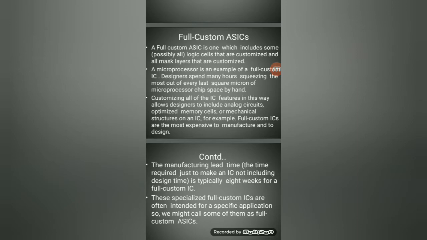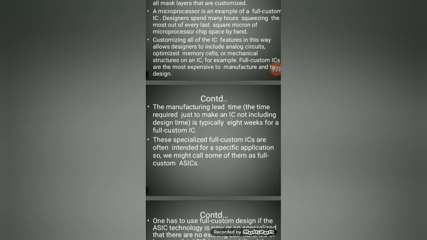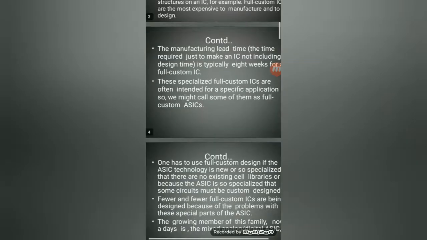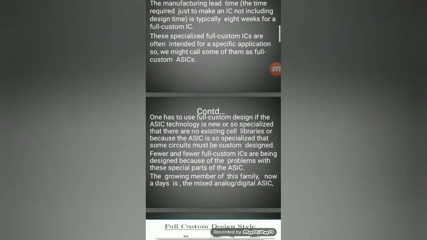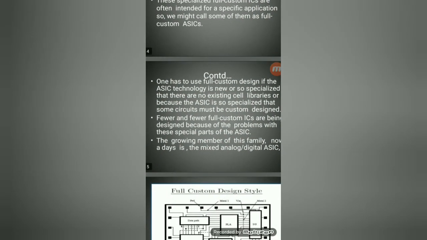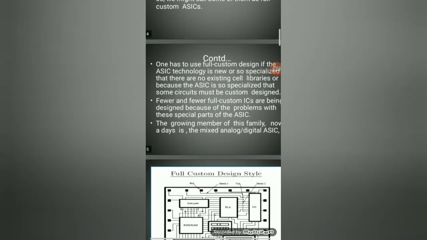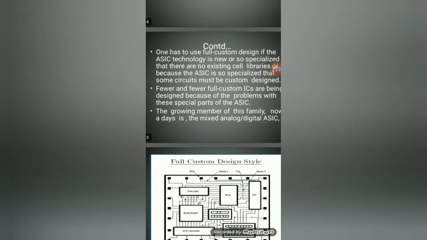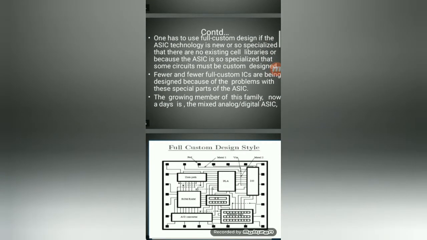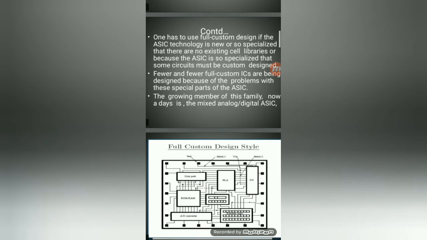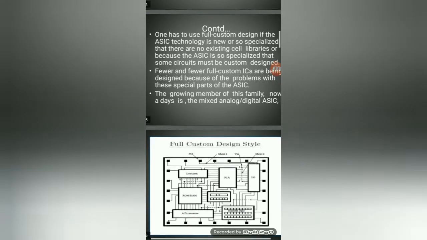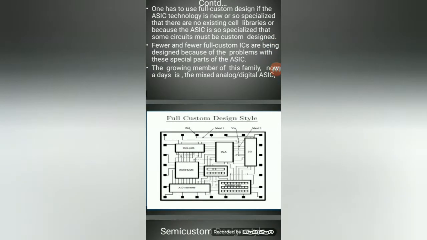So what are the examples of full custom design? DTH, DVD player, microprocessor. These are the different examples of full custom design. The main advantage of full custom design is that the marketing time is very less. Here we can go for ASIC. ASIC is nothing but an application specific integrated circuit. It is nothing but a full custom design.